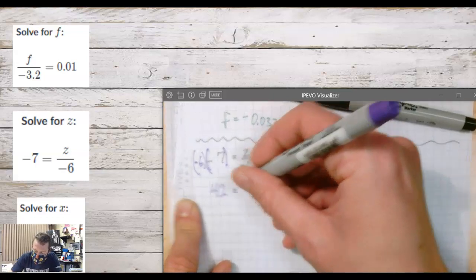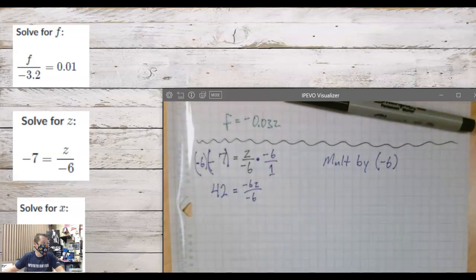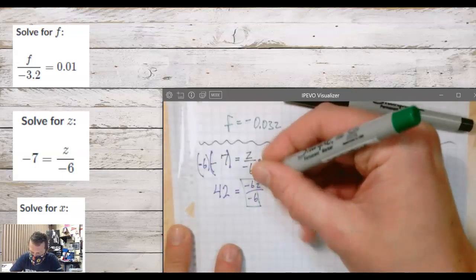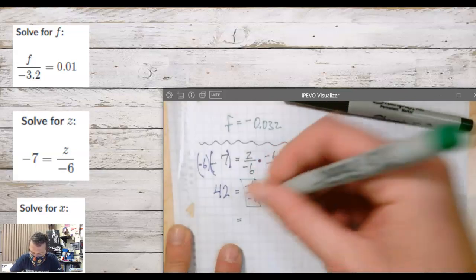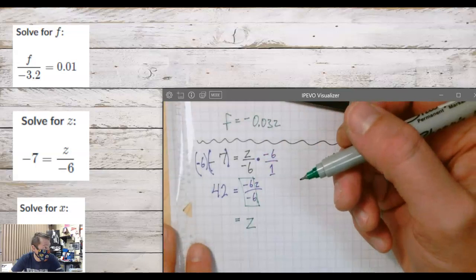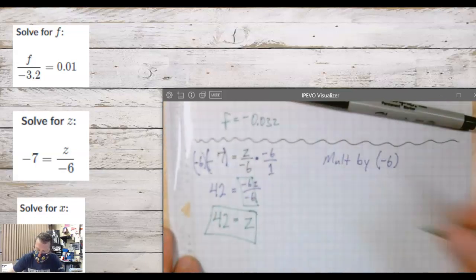And then we would get -6z over -6. And again, a number over itself is just 1. So this is 1, or if you want to use the CPM term, the giant 1, because a number over itself creates a big 1. We just get that z is 42.